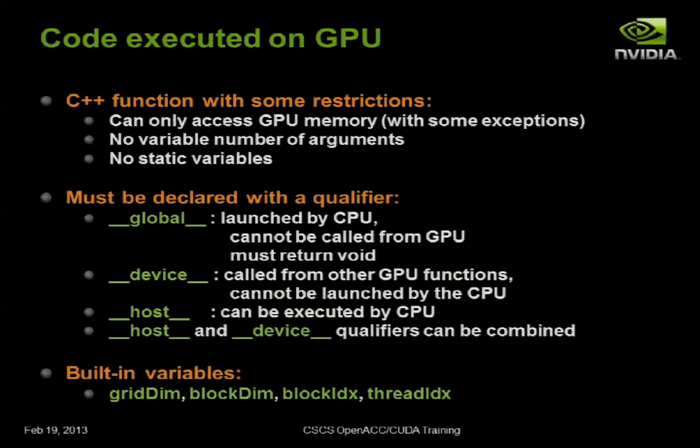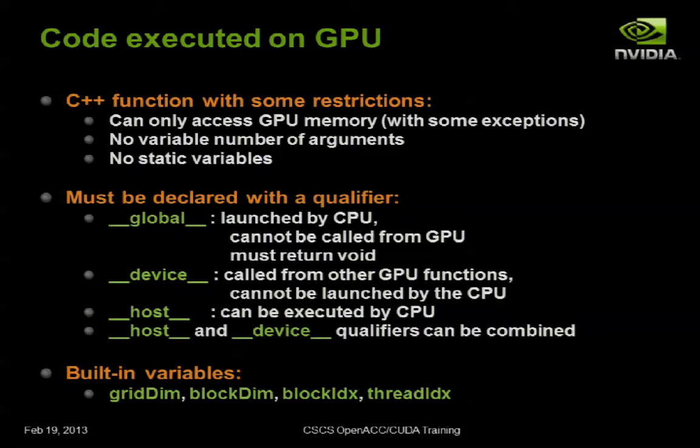Now, next step is obviously that we want to write a kernel that executes on the GPU. There's a few things to keep in mind. The kernel can only access GPU memory, and again, with some exceptions. But ignore those for now. Number of arguments have to be constant. Return type has to be void. So it's basically procedures, if you like to think in those terms. So those are the limitations for kernels.